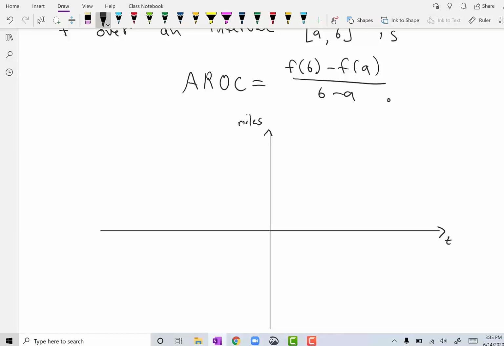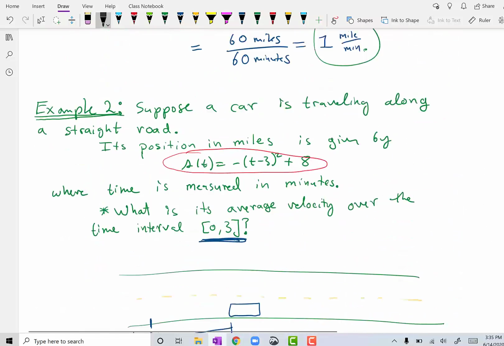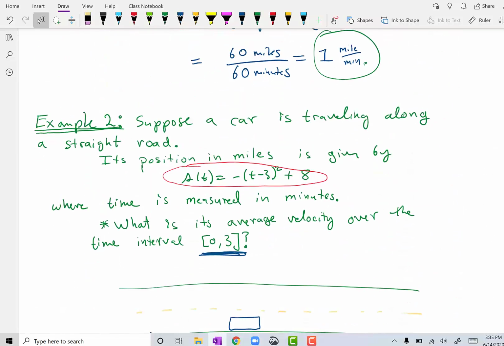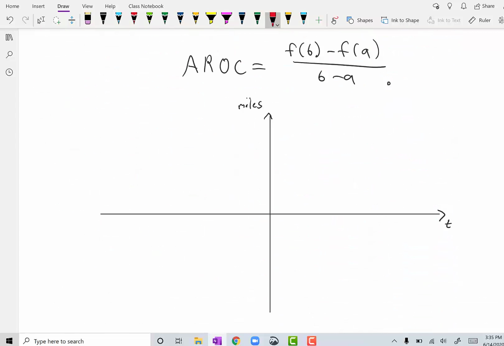And this function we were looking at up here, if you look at it closely, you'll see that it's an upside down parabola, so the negative. It's been shifted to the right by 3 and up by 8. So that means 3 is here somewhere, maybe 8 is up here somewhere, and then we draw an upside down parabola here.